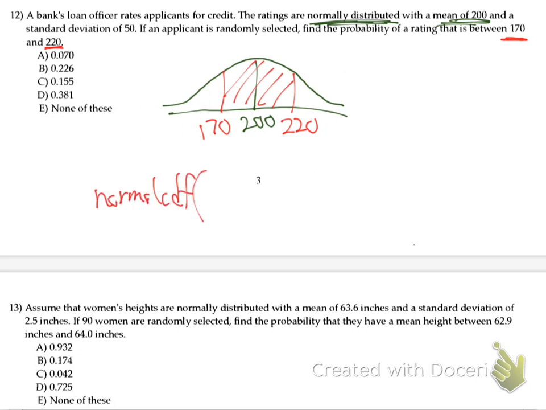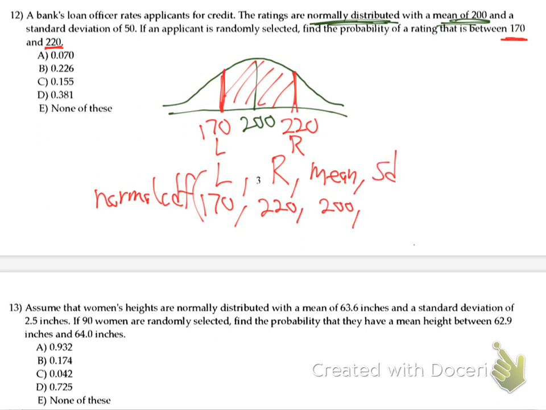Normal CDF, which always means left edge, right edge. What's the left edge? That's just the 170. This is the right edge, 220. The mean is 200. Standard deviation is 50. Hit the buttons on your calculator, and 0.381. You good? That one's easier than the washing machine.